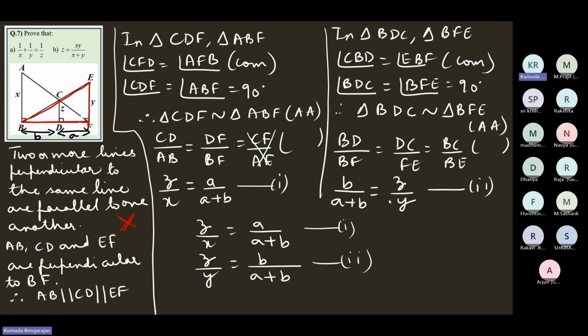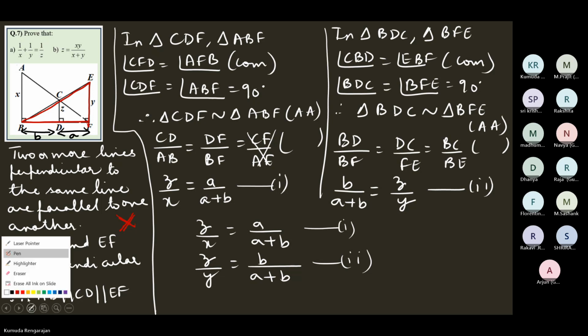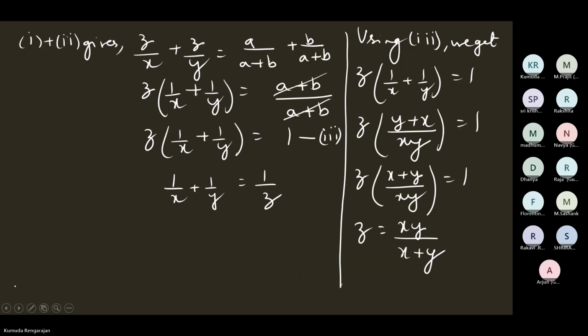Now add these two proportions. Write them one below the other. So write them as Z by X is equal to A by A plus B and Z by Y is equal to B by A plus B. Now upon adding, on the left hand side, take out Z common. Right hand side, common denominator A plus B. So RHS becomes 1.